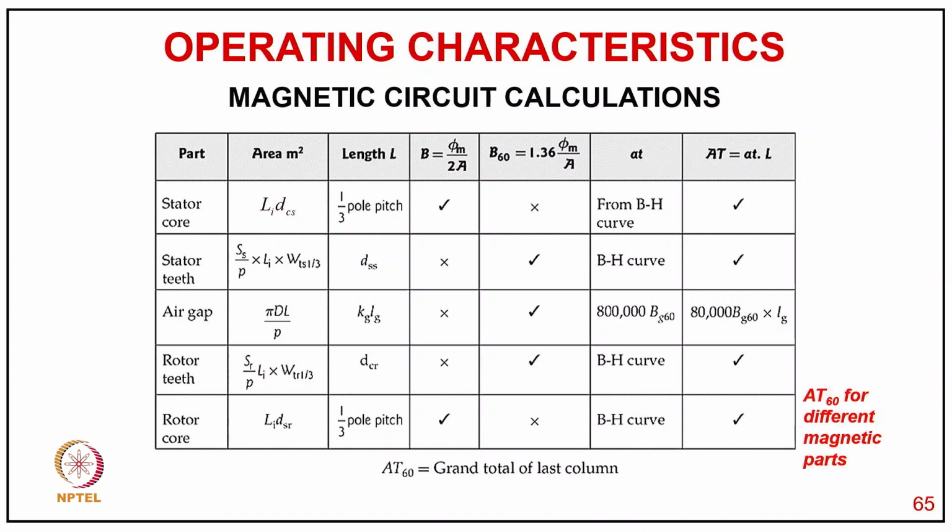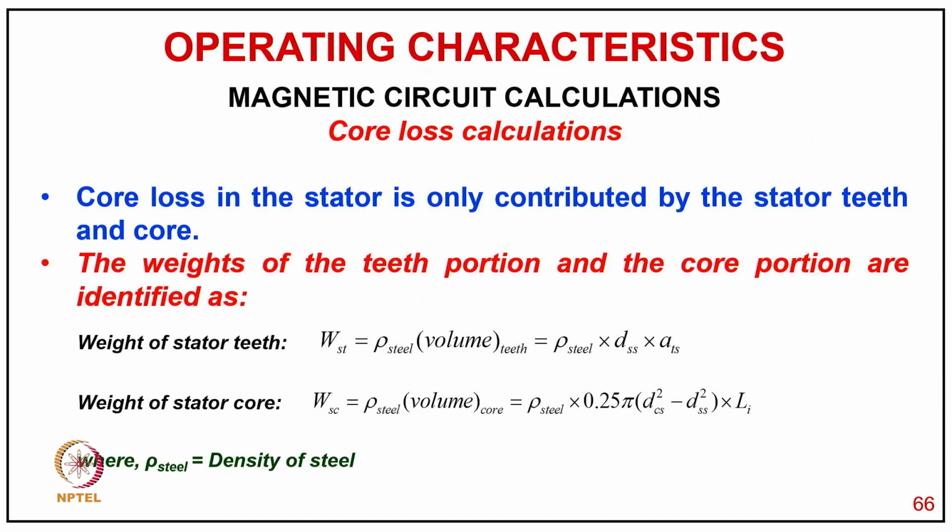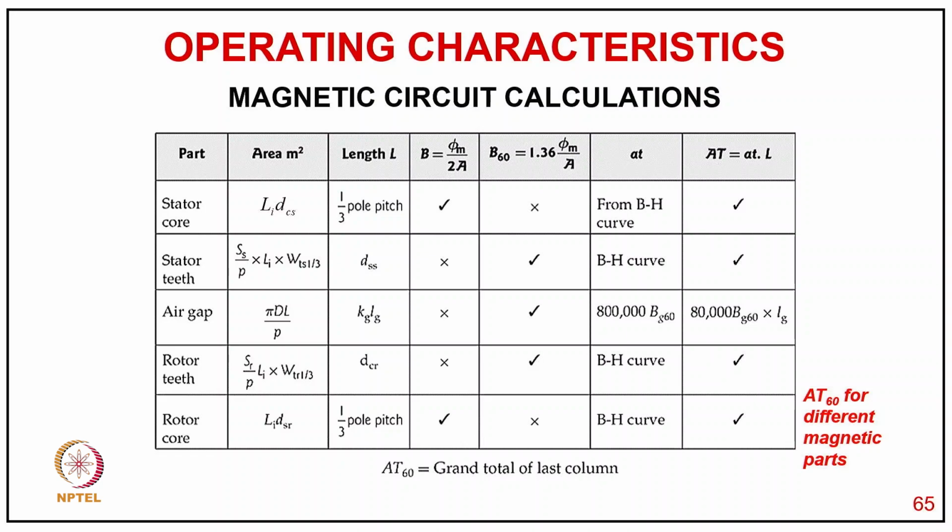Rotor, similarly for the rotor teeth, Sr upon P into Li into Wtr by 3, and the magnetic length in the rotor core is Dcr, and typically the per unit MMF we get from the BH curve, and we can calculate by multiplying the length, at into L. Similarly for the rotor core, we can get typically the area is Li into Dsr, and the length is 1/3 of the pole pitch. So from which of course the per unit MMF we get from the BH curve, and then we can multiply this by the length which is given here to get the total MMF. So this comes to the total MMF typically from the last column. So that's about the calculation of magnetizing current from this MMF we already covered.